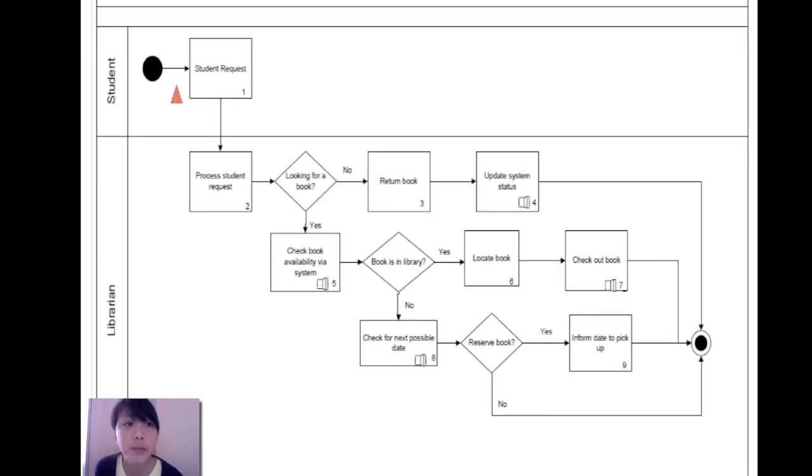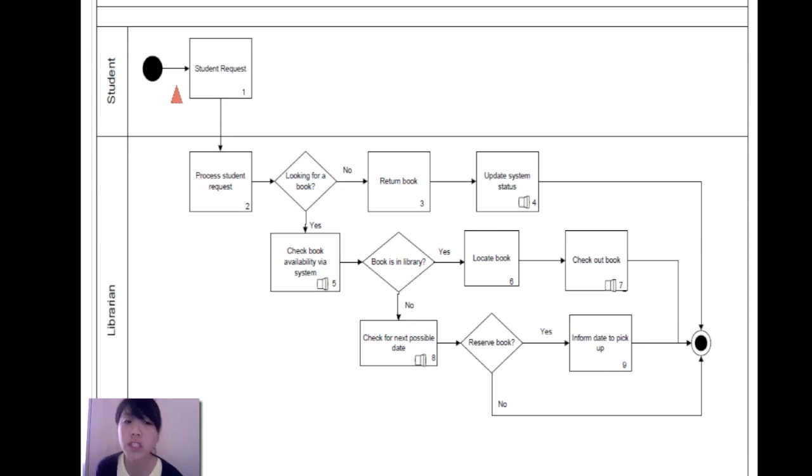This is our book request service process map. The student will first send in a request, and then the librarian will process the student request. If the student is looking for a book, the librarian will check for book availability via the booking system. If the book is in the library, the librarian will locate the book, check out the book, and the student will exit from the system. Else, if the book is not in the library, the librarian will check for the next possible date on the system, and if the student chooses to go ahead and reserve the book, the librarian will inform the student of the next possible date to pick up. The student will exit from the system. And if the student chooses not to reserve the book, the student will also exit from the system.